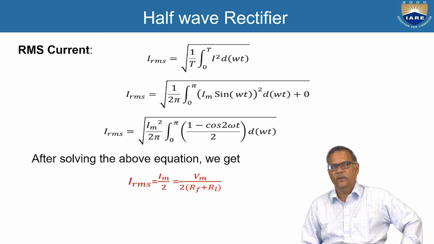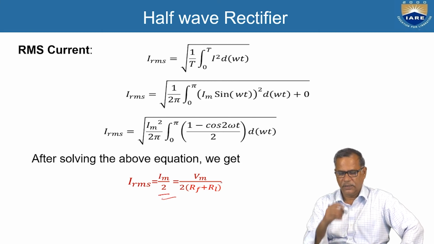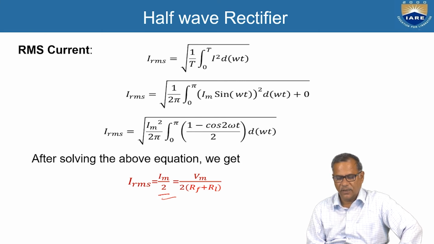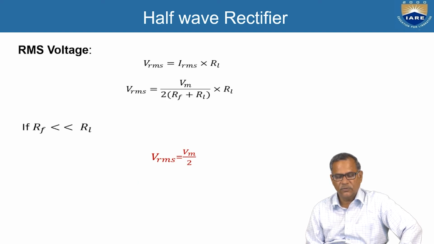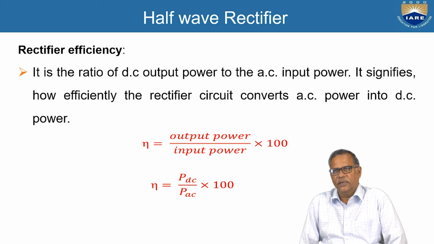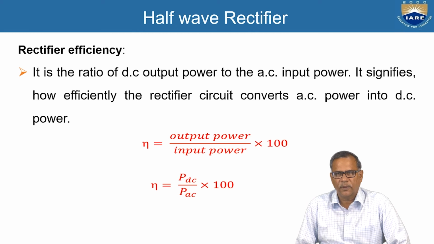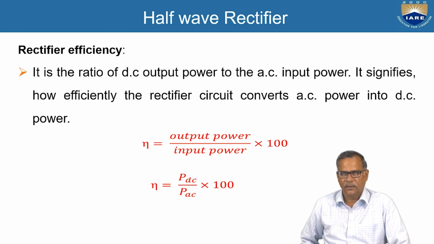And the RMS current value is Im by 2, that is equal to Vm by 2 into (RF plus RL), where RF is the diode forward resistance and RL is the load resistance. And the RMS voltage is Vm by 2, assuming that RF is negligible compared to the load resistance. And rectifier efficiency is the ratio of DC output power to the AC input power. So it signifies how efficiently the rectifier circuit converts the AC power to DC power. So this is output power divided by the input power multiplied by 100.